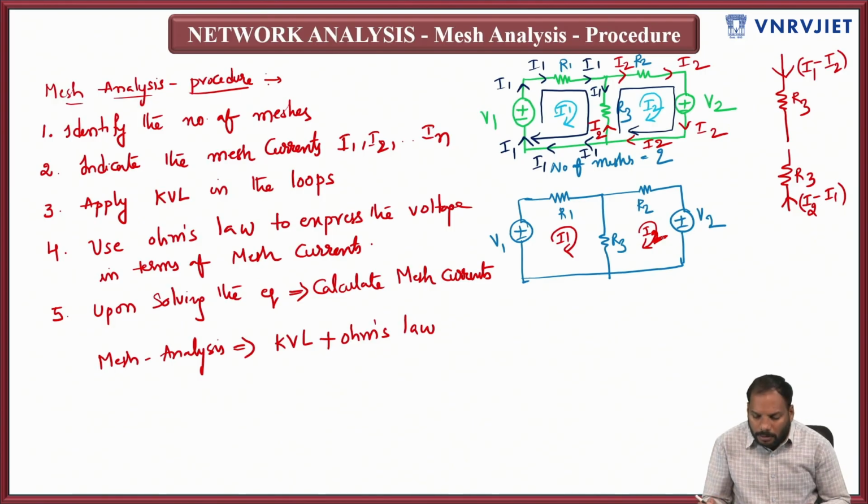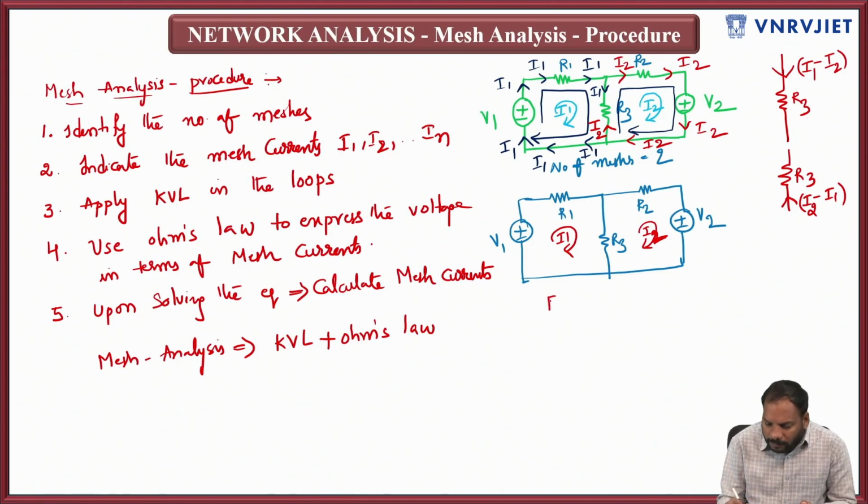Now in this problem, how to apply it? I have identified the number of meshes. Going back to the procedure once again: identified the number of meshes, indicated the branch currents I1, I2, I3. Now I need to write the KVL in the loops. To write the KVL in loop 1 and loop 2, I have a simple shortcut procedure.